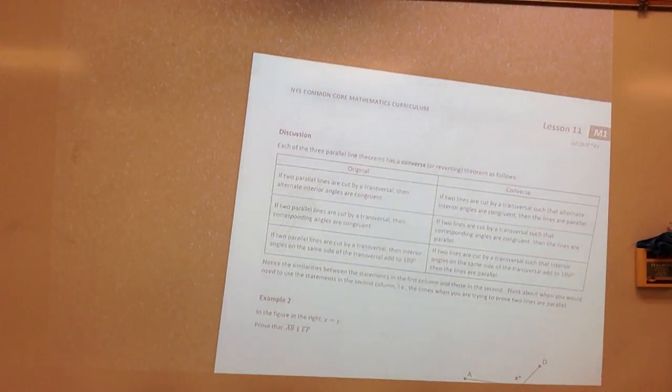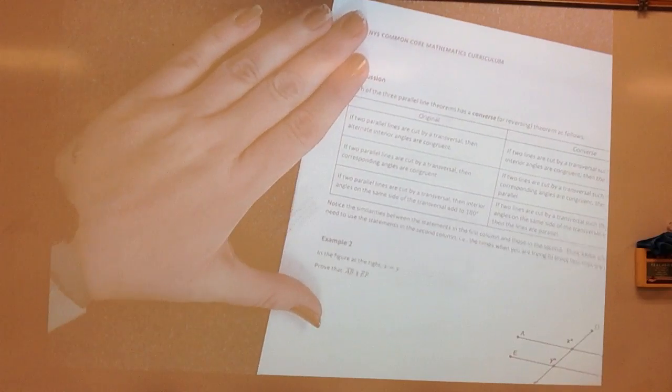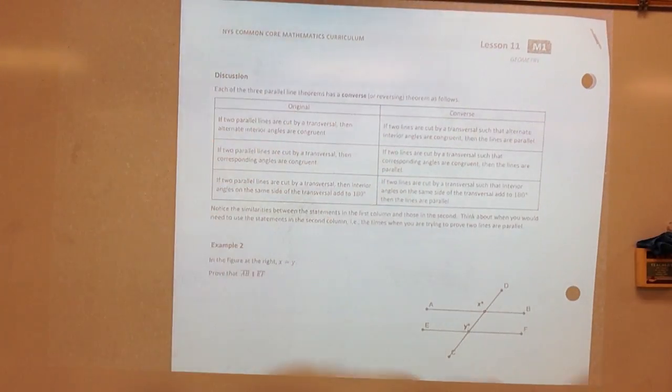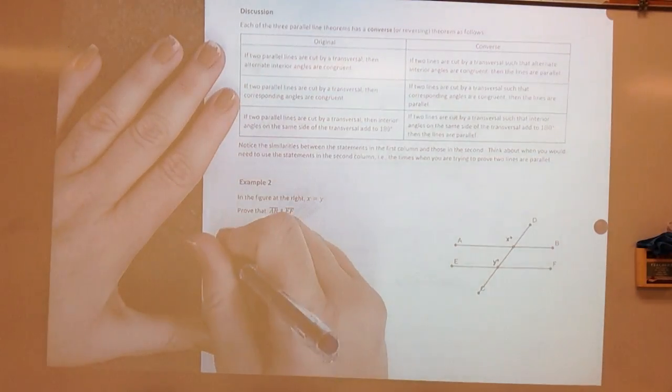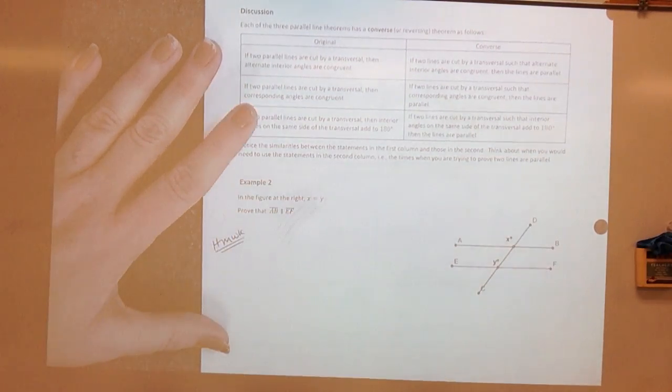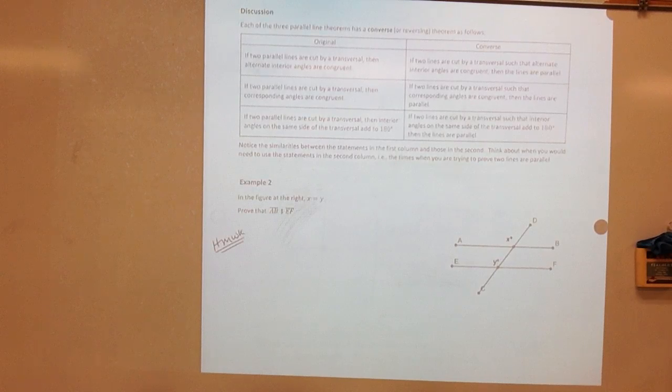Alright, each of the three parallel line theorems have a converse or reversing theorem as follows. I want you to take time, read through those. Guys, converse just means I'm switching them. Whatever was first is now last. And then I would like for you to attempt this as homework. Alright? Guys, don't get frustrated. Take your time. I promise you this one's really simple. There's only 2 steps to this. So take some time, see if you can complete this proof.